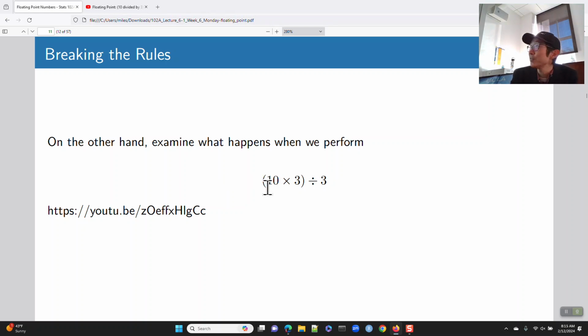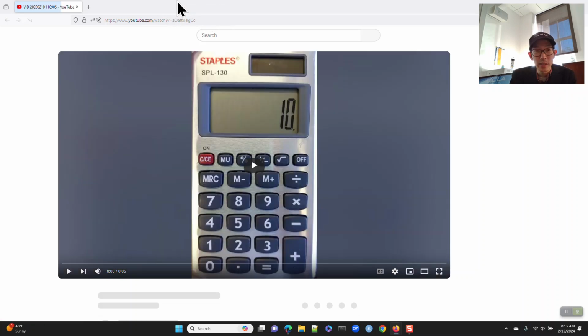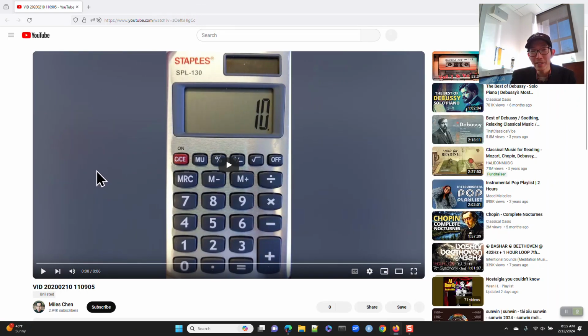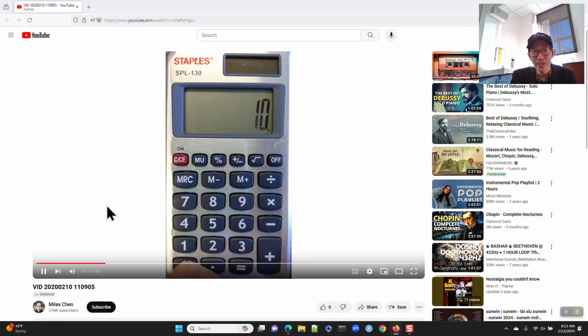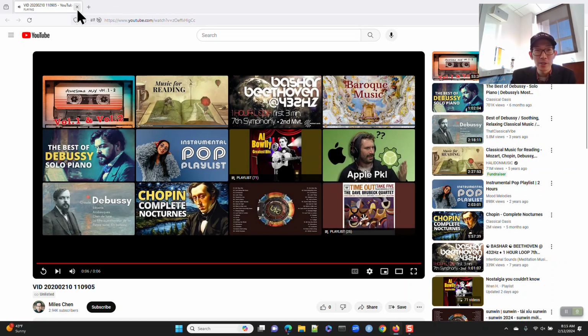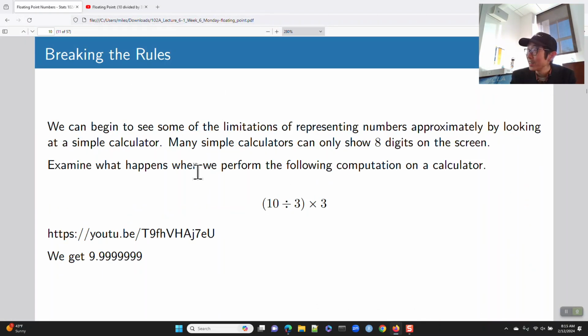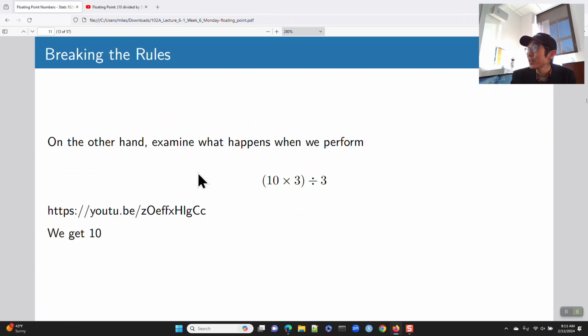On the other hand, if you do 10 times 3 divided by 3, in real numbers we would get 10. And on the calculator, if you do 10 times 3 and then you divide by 3, you get 10 back. So in one case you get 9.999, and in the other case, you get 10.